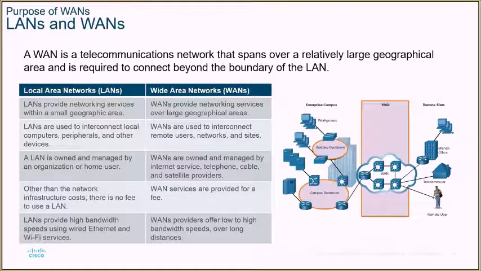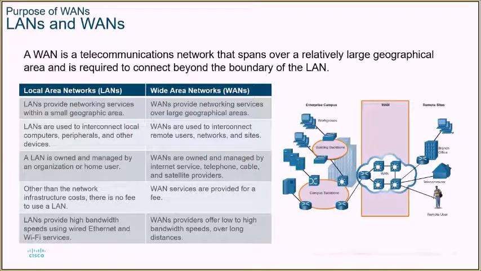All right, so LANs provide networking services within a small geographical area. WANs provide networking services over a large geographical area. LANs are used to interconnect local computers, peripherals, and other devices. WANs are used to interconnect remote users, networks, and sites. A LAN is owned and managed by an organization or home user. WANs are owned and managed by internet service, telephone, cable, or satellite providers. Other than the network infrastructure cost, there is no fee to use a LAN. WANs, of course, because you're using the services of the above, you typically need to pay a monthly fee.